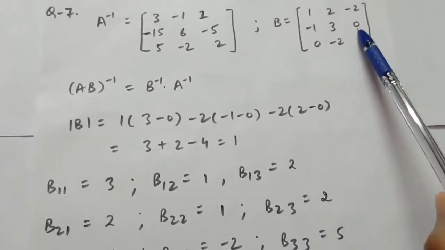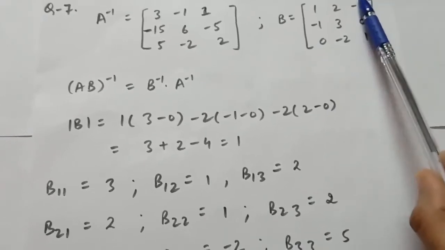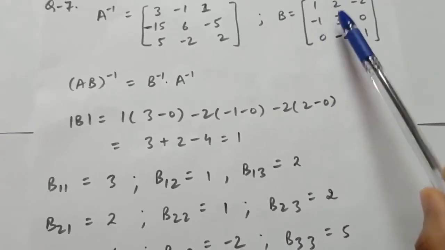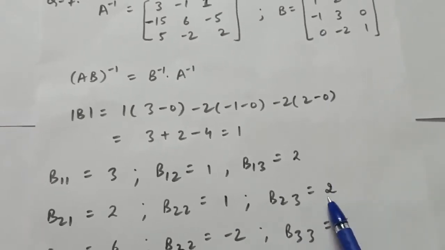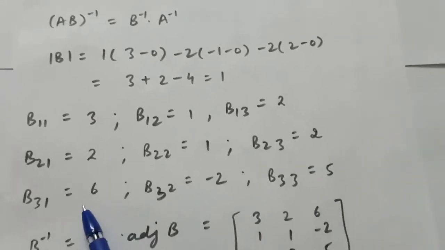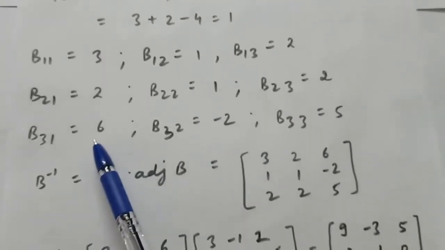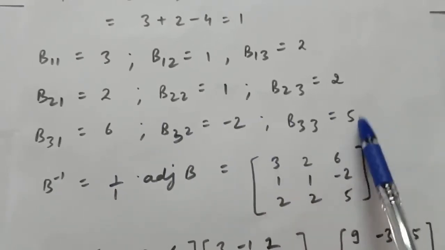Now B23, that is cofactor of this element, leave the second row and the third column. You will get minus 2 minus 0, that is minus 2, and minus 2 will get multiplied with minus 1, so it will become 2, right? Similarly, you will get the cofactors of the elements of the third row, which is 6, minus 2, 5.